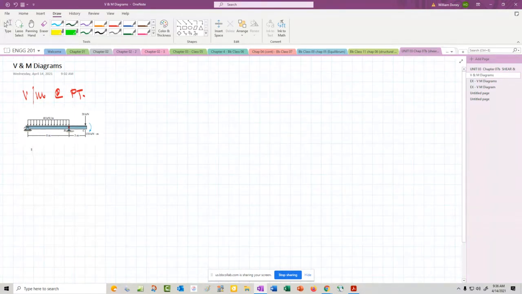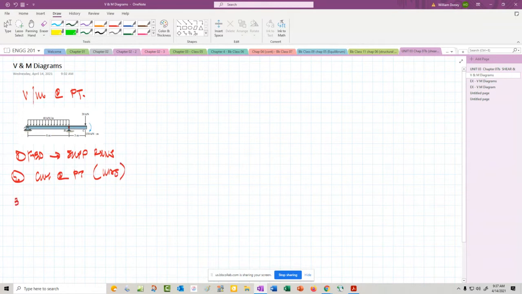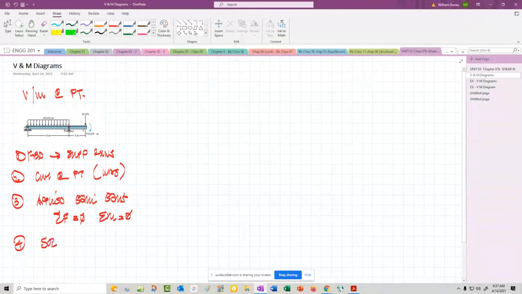And what we did is we did a free body to find the support reactions. And then we did a cut at the point, which is really just using the method of sections. And then we applied our equilibrium equations, which hopefully you know by now are sum of forces is 0, sum of moments equals 0, and basically solve.